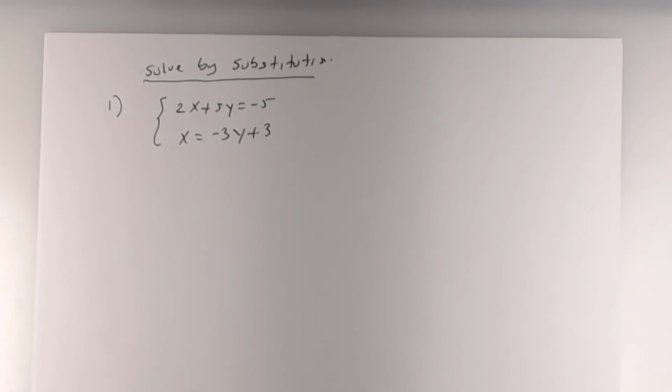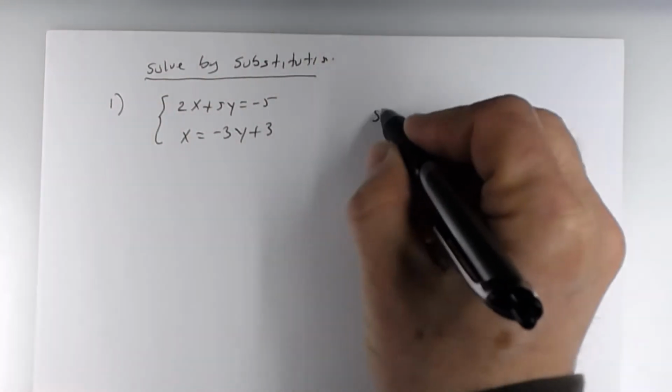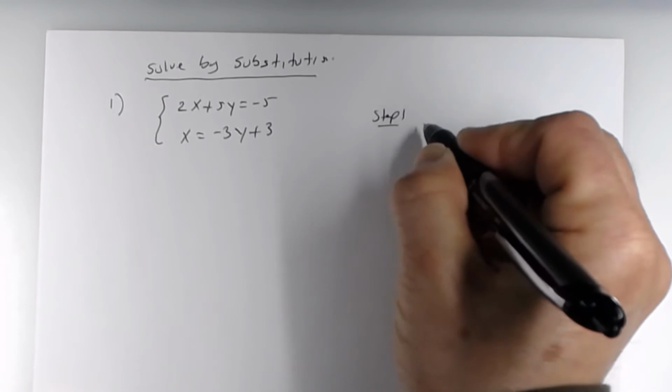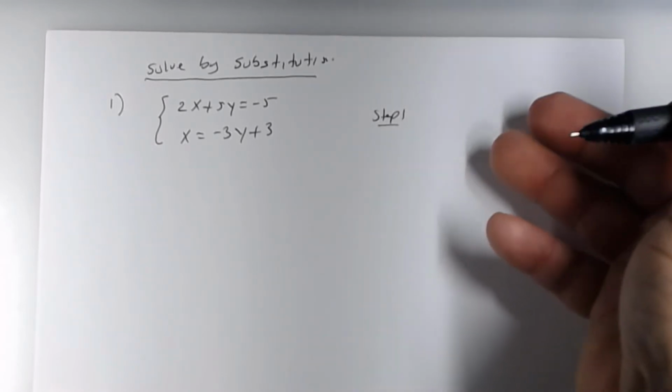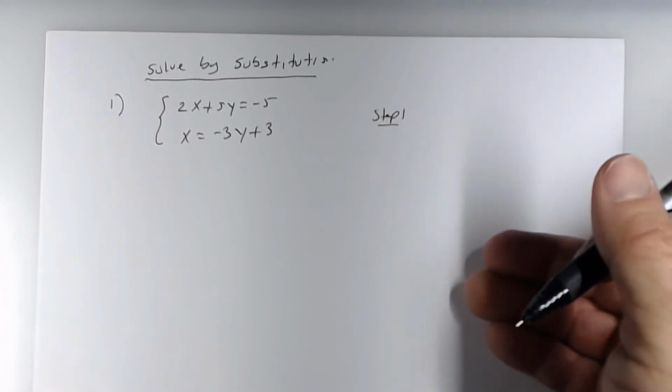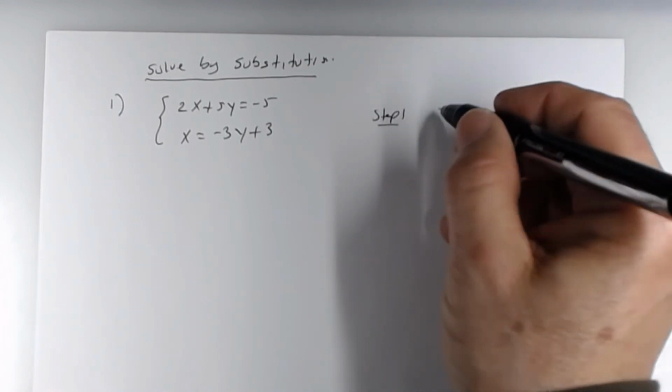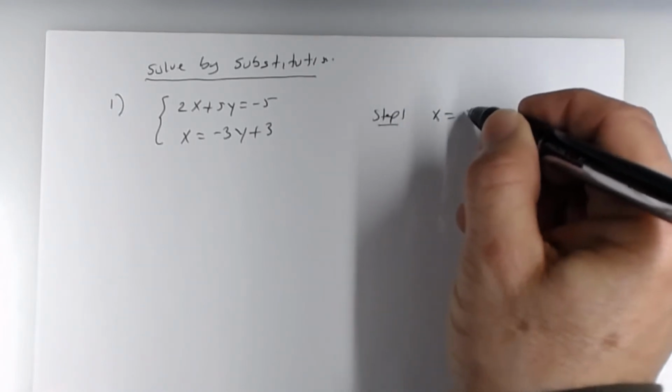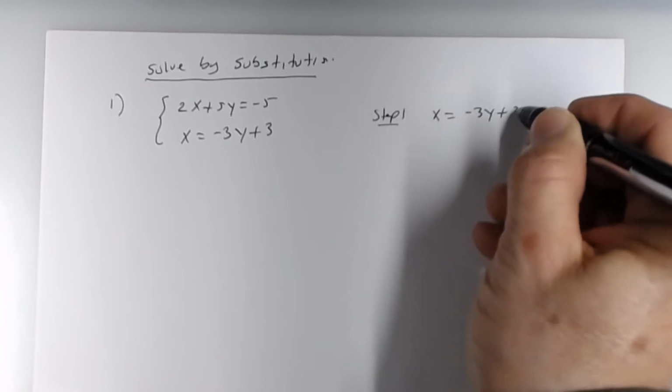All right, so let's talk about the steps of substitution. First step is to take one of the equations and get the variable by itself. Step one's already been done for you. What equation already has a variable by itself? Okay, so this is step one. Sometimes it helps if in your mind you're doing this in a process that makes sense. So step one is already done for you: x equals negative 3y plus 3.